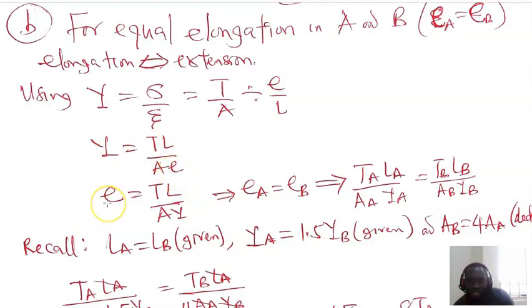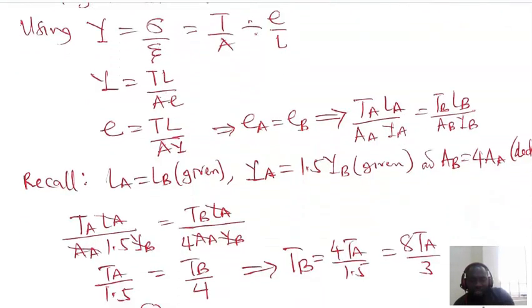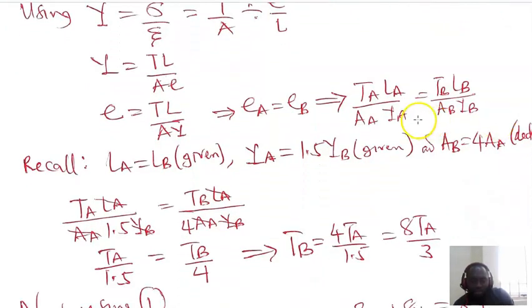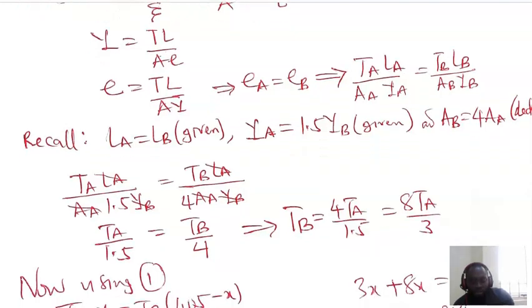So our extension now will be, if you multiply and divide, extension equals tension times length divided by A times Y. So the same way we did equal stress in A and B, we will do equal extension in A and B using this relation. So now is to do all the substitution.